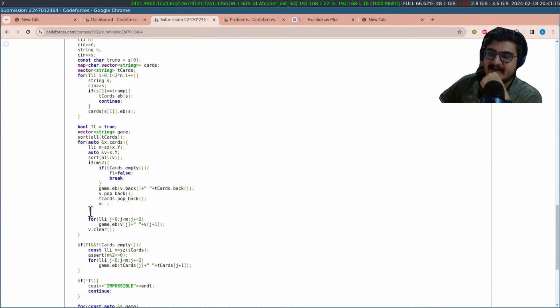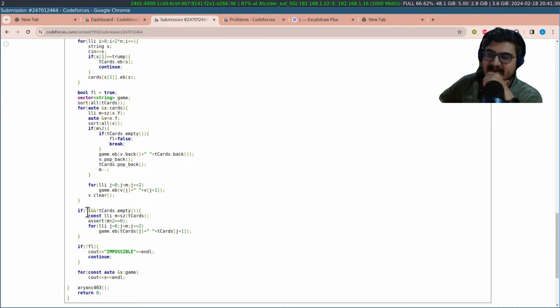Now, when I am here, the number of cards for the current suit is even. So after I have sorted them, I make them into pairs of two, add them to the game and clear the set. And at last, if my answer is still valid and there are some trump cards remaining, I again take M because the total size was 2M. Here you can check that the number of remaining trump cards will always be even. So I also pair them in the sorted order, two by two.